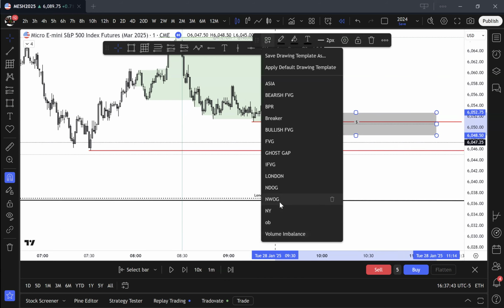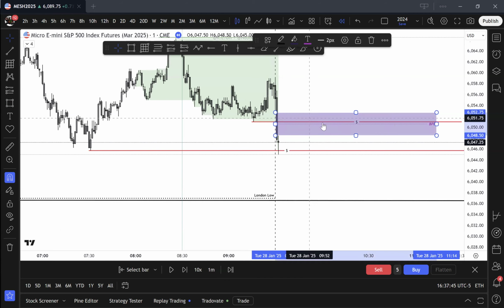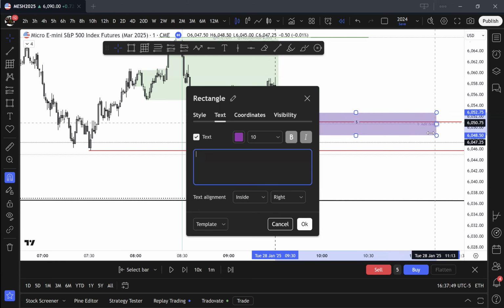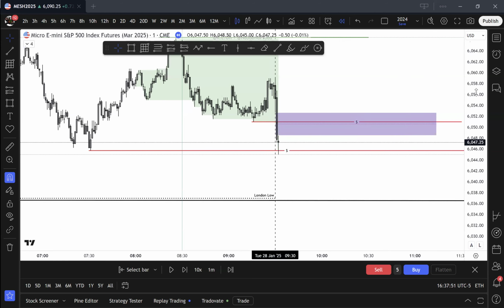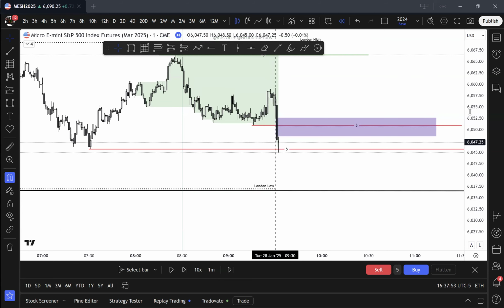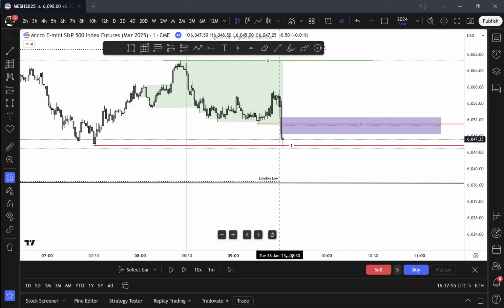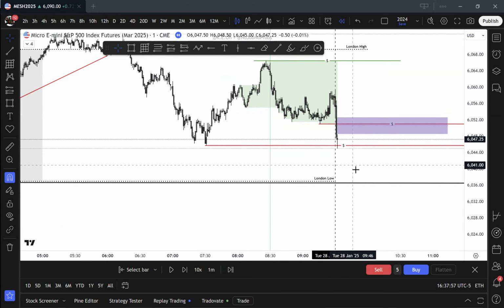What color? I like this color. It's not a BPR, but if you know, you know. We'll go over that in another lesson. But you guys can see this low right here ran, pre-market lows ran, and we're getting a reaction. Now we have this area where we can potentially look for shorts, right?